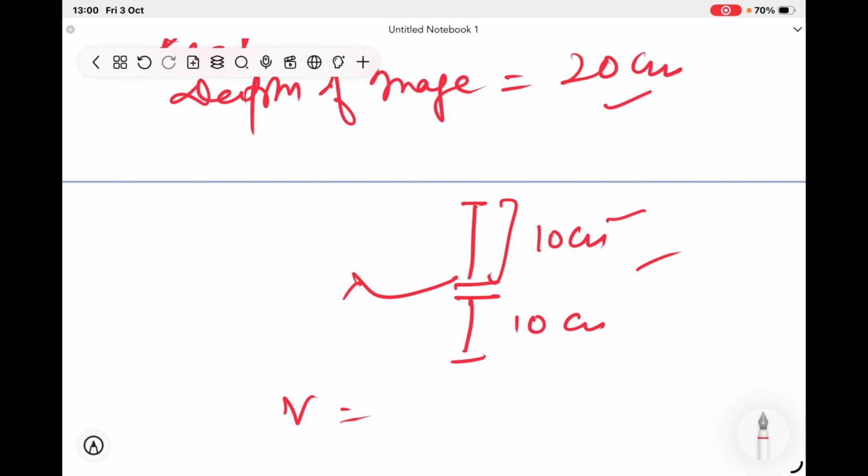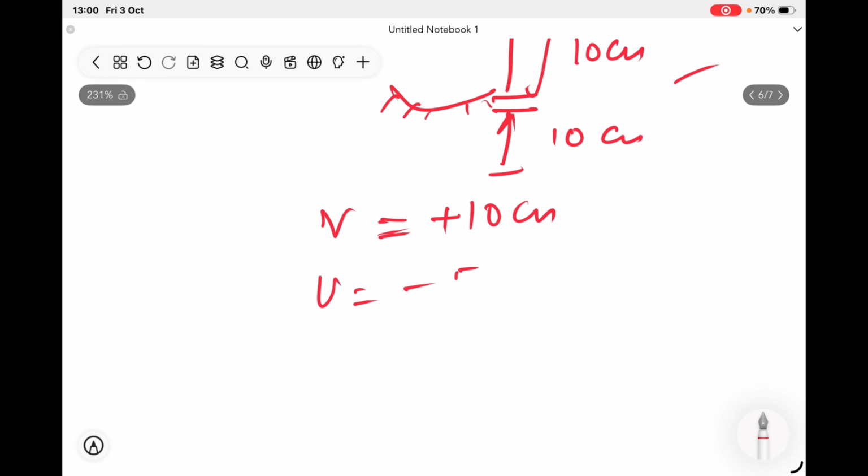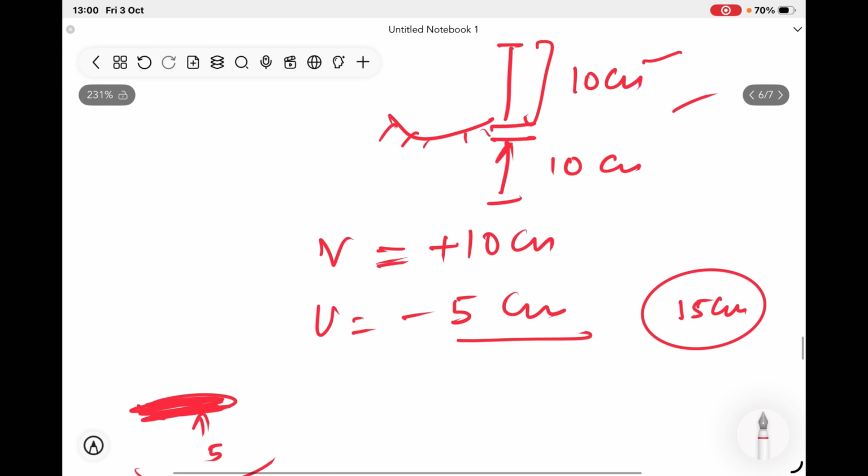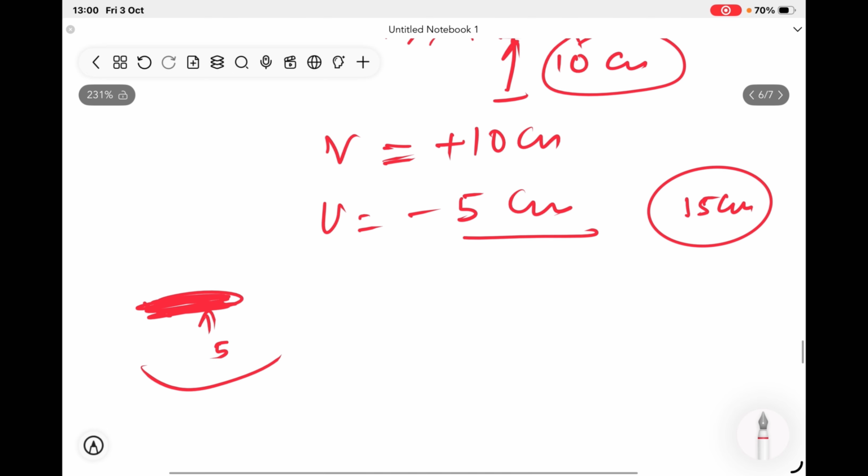So this is the mirror. 10 centimeter behind the mirror, the behind side is positive, so this is V. And U is -5. The actual coin is at a distance of 5 centimeter from the mirror, so U, the front side is minus, so -5. And V, what is it? The observer is seeing the image at 15 centimeter, but this is the apparent depth of the image. We have to reach the real depth of the image, which was coming to be 20. 20 is bifurcated as 10, the entire depth of the water, and 10 behind the mirror. So this is V. Now you can substitute in the mirror formula.